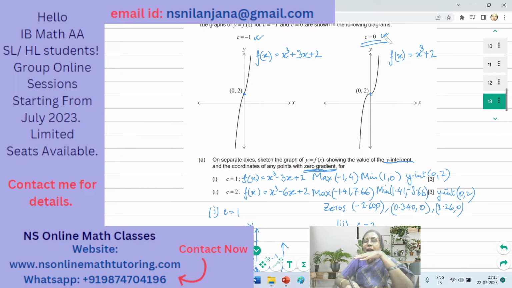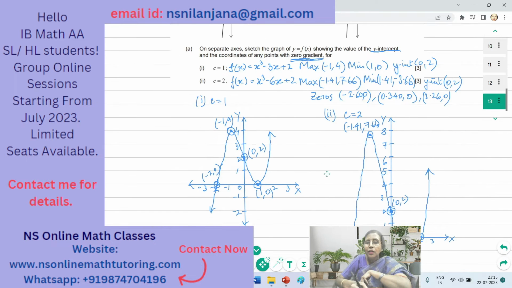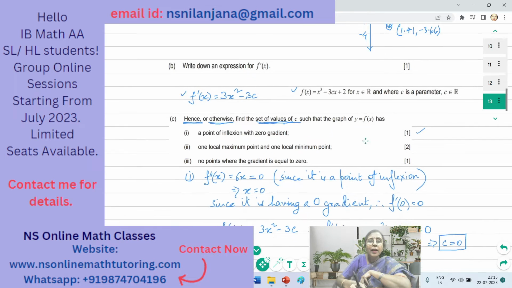So this is the graph where C equal to 0, where you are having the 0 gradient at the point of inflection. Clear? So graphically also we are seeing that our algebraic answer, the value of C that we have got calculating, is the same as what is shown over here graphically. Okay, fine.